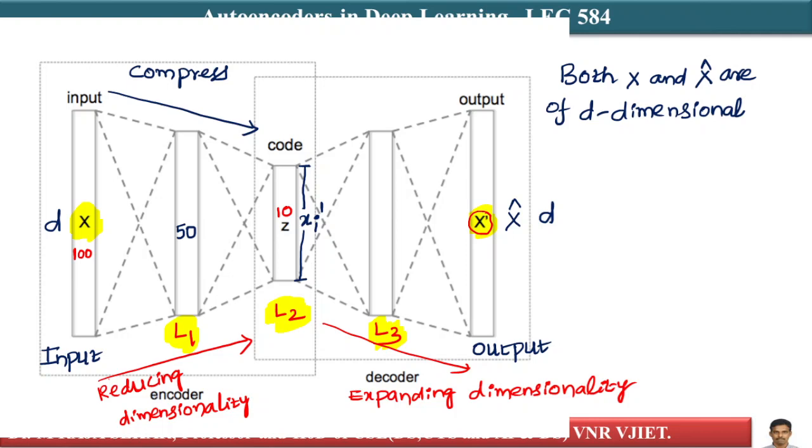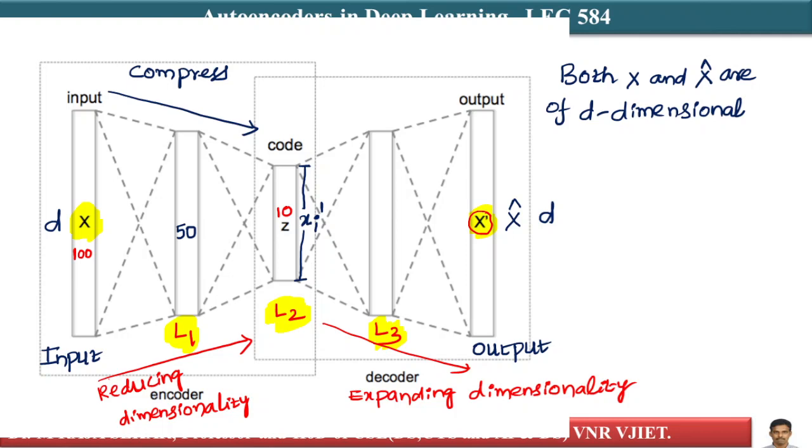Reducing dimensionality means it is a compression stage, isn't it? And this is my expanding dimensionality, the expansion stage to recreate. Why are you expanding? Expansion stage to recreate capital X itself. Very simple concept, and you can create multi-layered autoencoders also.